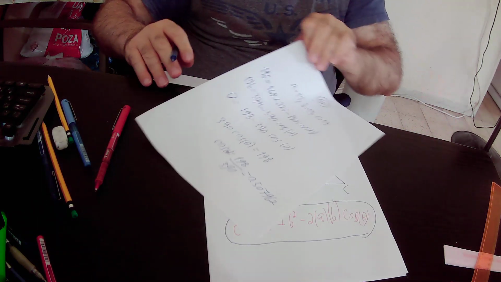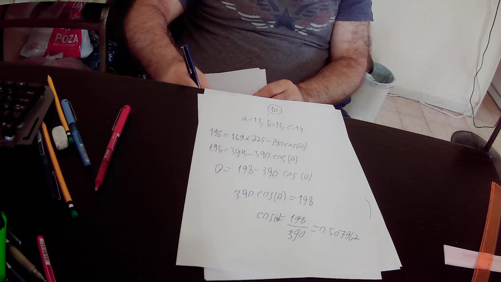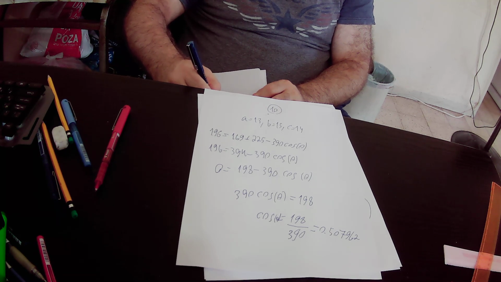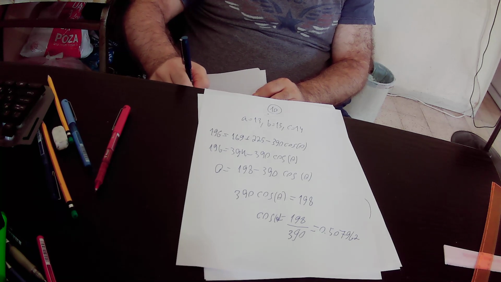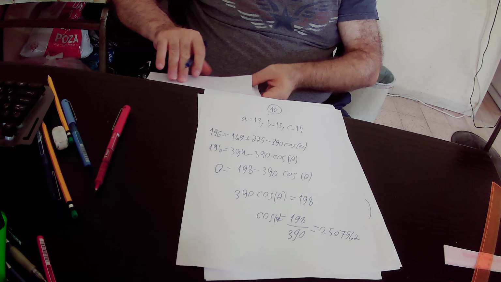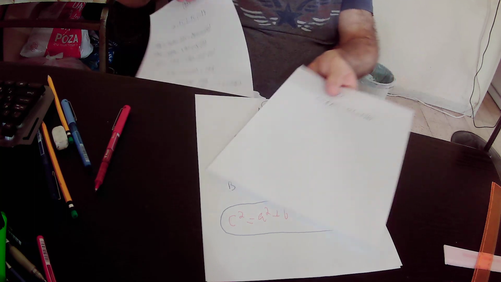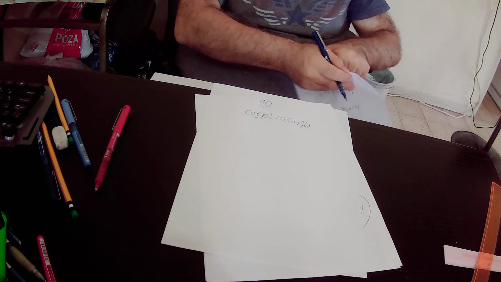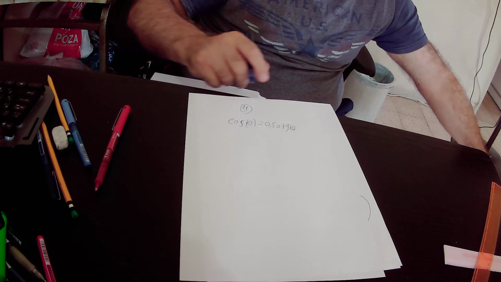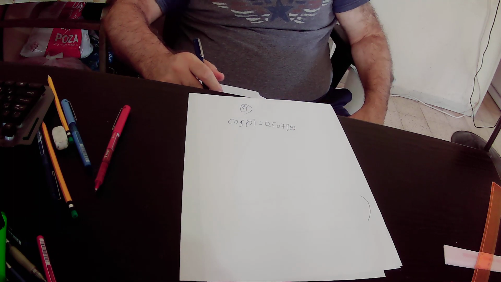So we got that cosinus theta equals 0.507962. Okay, cosinus theta equals 0.507962.